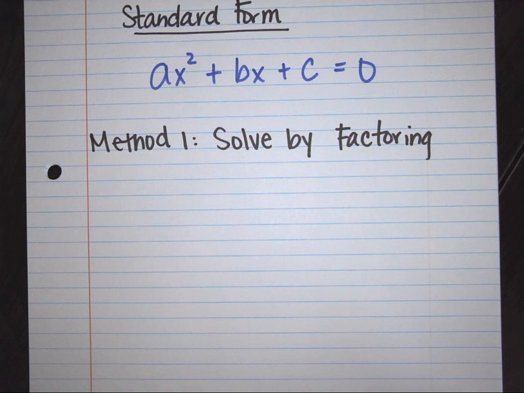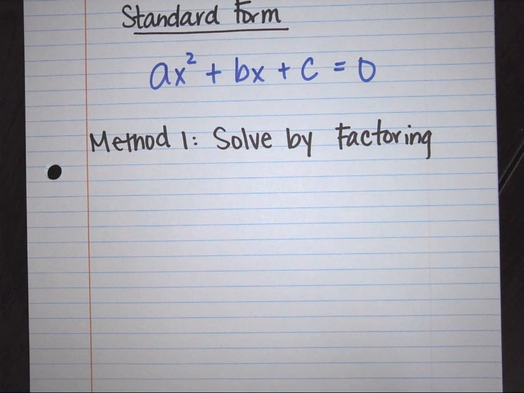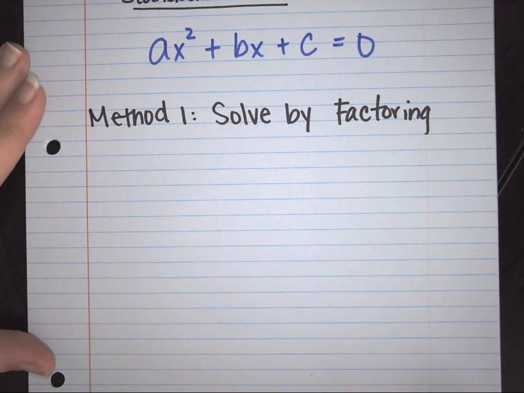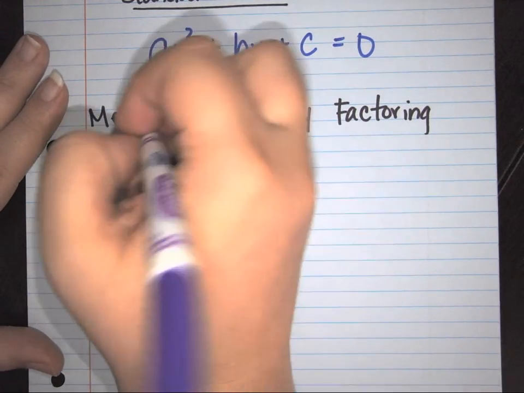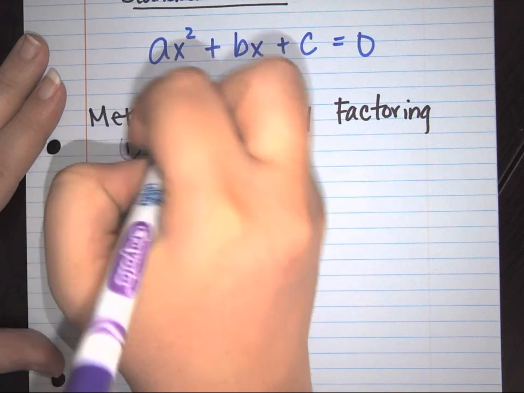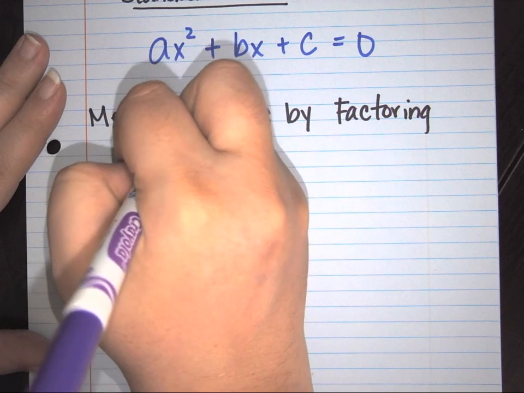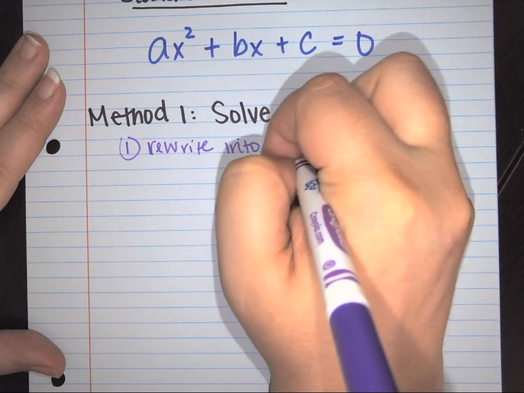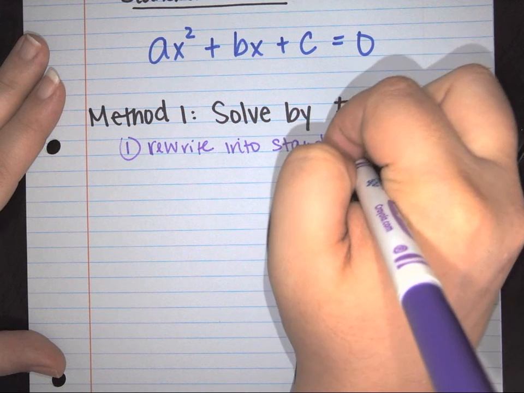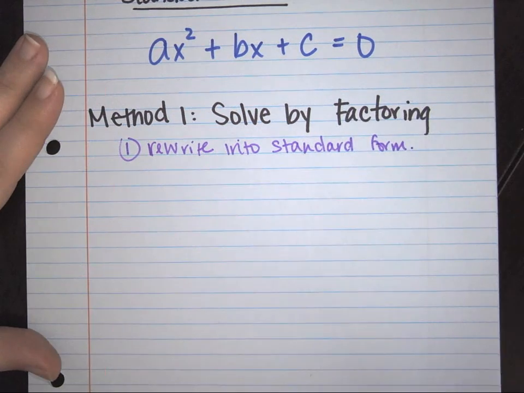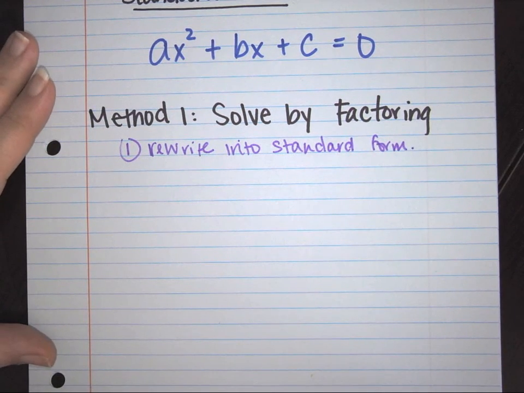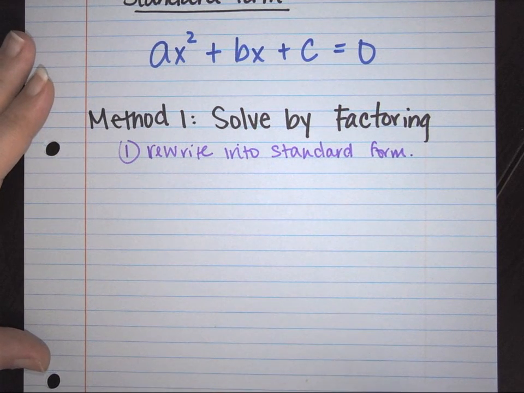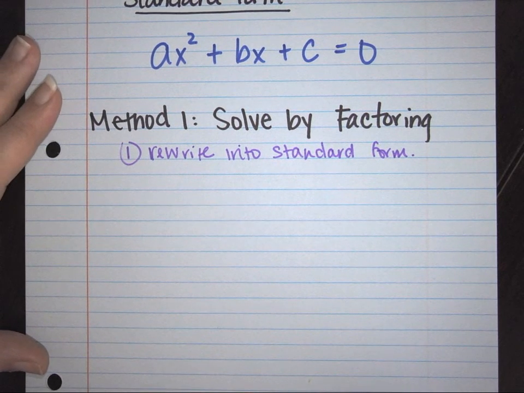Now, one method that can be used for solving quadratics is to solve by factoring. So there's a few key things to remember about factoring. First, when using your factor method, you always want to rewrite into standard form. What this means is that you may be given equations that are all scrambled up, and so you always want to start off every problem when solving and put your equation into standard form.